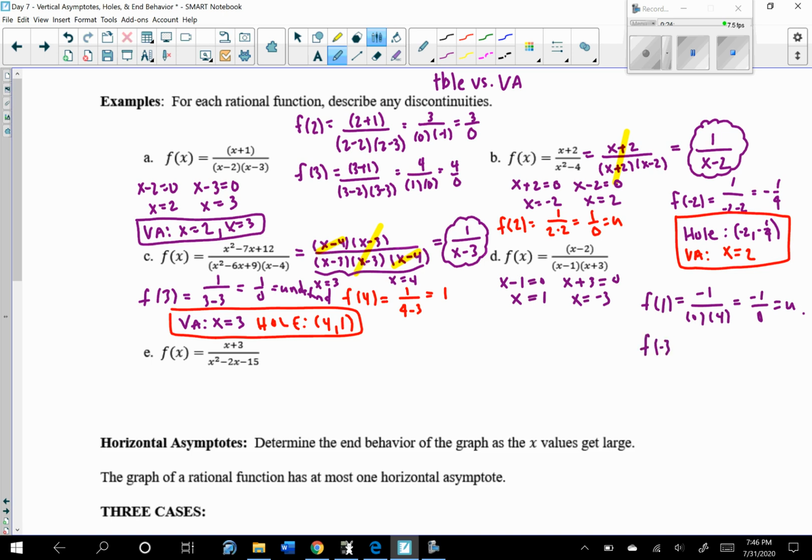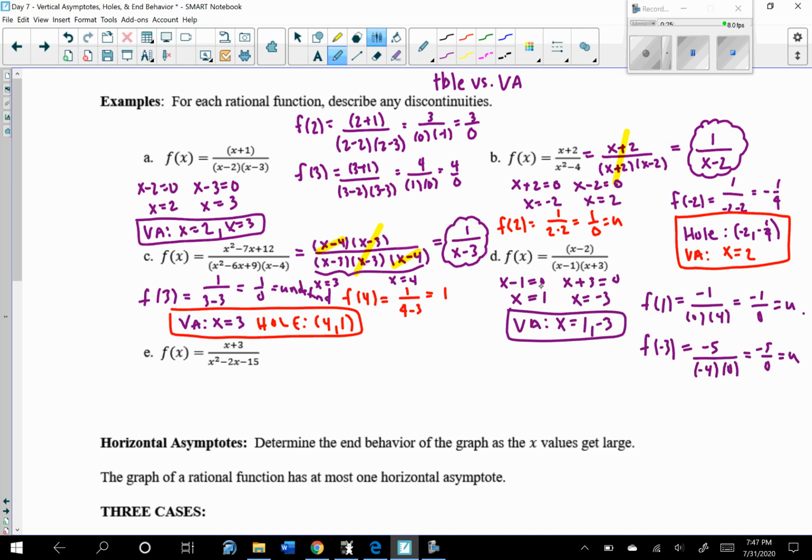F of -3, if I plug that in, I get -3 minus 2, which gives me -5. And if I plug in -3 into the denominator, -3 minus 1 gives me -4, and -3 plus 3 is 0. So negative 5 over 0, again, we can't divide by 0, which is undefined. So again, that means we have vertical asymptotes at x equals 1 and negative 3.